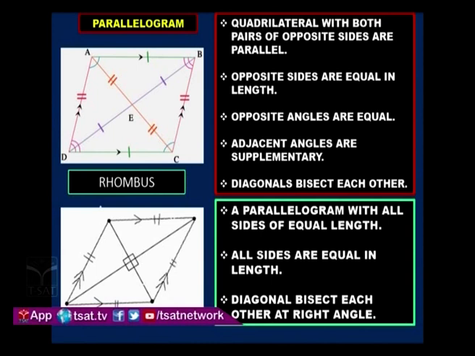Let us discuss one more. Here, in a parallelogram, if all the sides are equal, then what will it become? What is my question? In a parallelogram, all the sides are equal. Just now, we have seen only opposite sides are equal. Now, in a parallelogram, assume that all the 4 sides are equal.